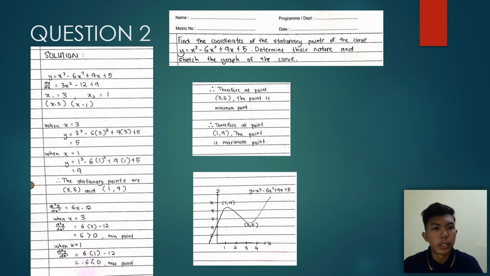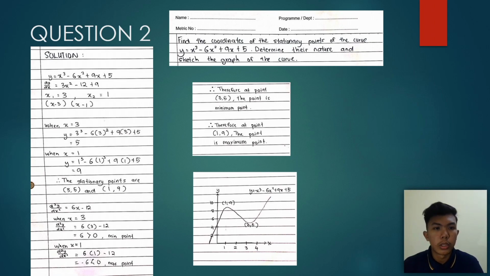Okay, the solution. y is equal to x cubed minus 6x squared plus 9x plus 5. Then dy over dx is equal to 3x squared minus 12x plus 9. x1 is equal to 3 and x2 is equal to 1. So in brackets, x minus 3 and x minus 1.